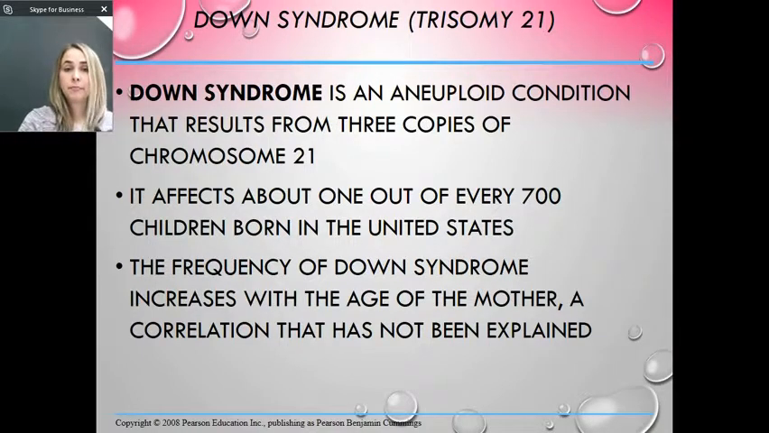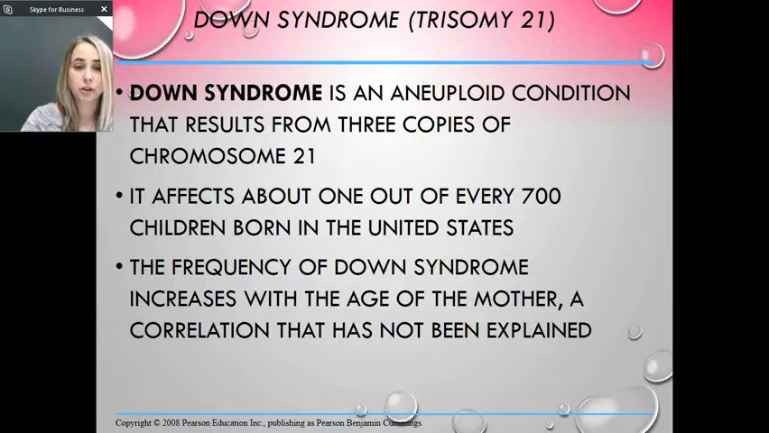It is trisomy 21. It's an aneuploid condition that results of having 3 copies of chromosome number 21, and it affects about 1 out of every 700 children born in the United States. The frequency of Down syndrome increases with the age of the mother, but we don't know exactly why that is yet. That correlation has not been explained, and that's actually the only correlation that they have found yet as to why Down syndrome occurs.